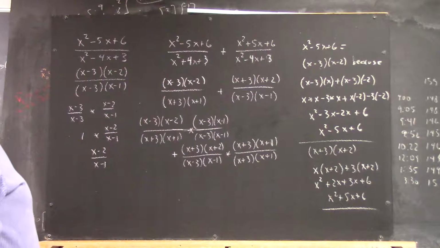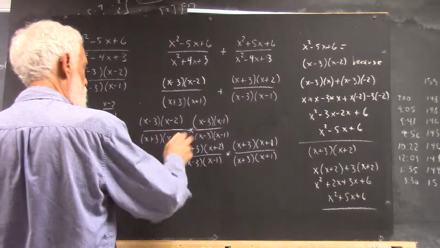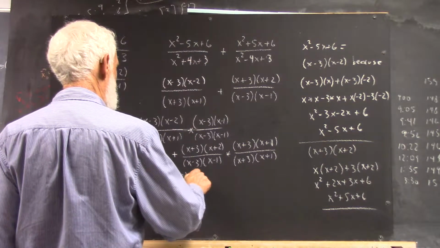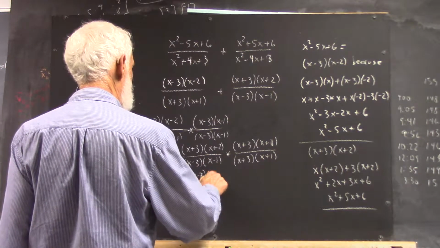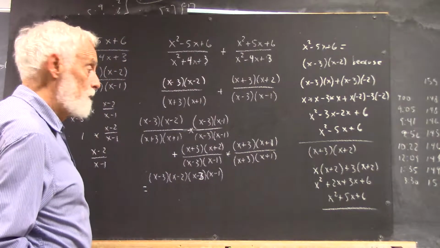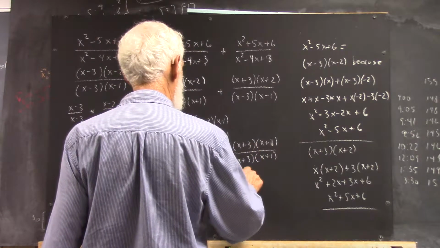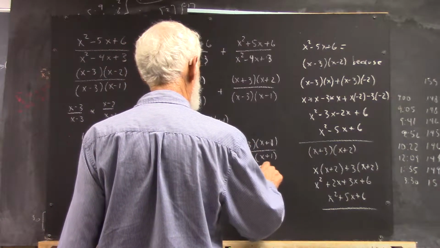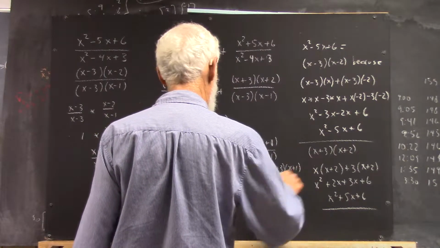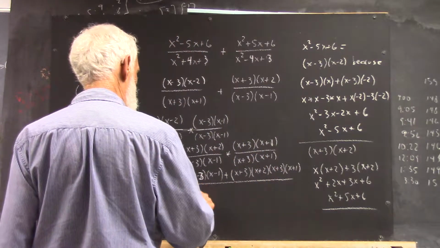Well, now what? Well, it looks like what we've got now is x minus 3 times x minus 2 times x minus 3 times x minus 1, that's a 3 there, it's hard to read, plus all this, x plus 3 times x plus 2 times x plus 3 times x plus 1. And it's all over the same denominator now, so we can just write it all over that denominator.